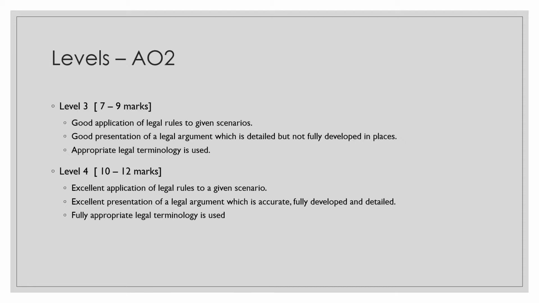Now we can look at levels for AO2. A level 3 AO2 would be worth 7 to 9 marks. A good application of legal rules to a given scenario. So the legal rules that you define in your AO1, they need to be applied to the scenario. And a good application of the legal rules to the scenario is level 3 and it can be worth between 7 to 9 marks. A good presentation of a legal argument which is detailed but not fully developed in places.